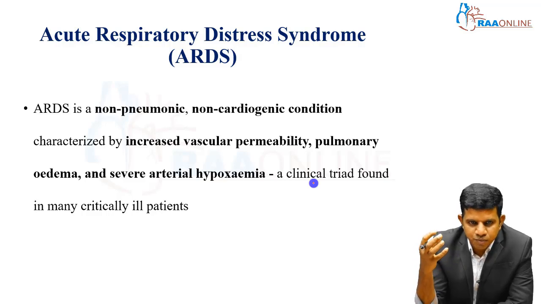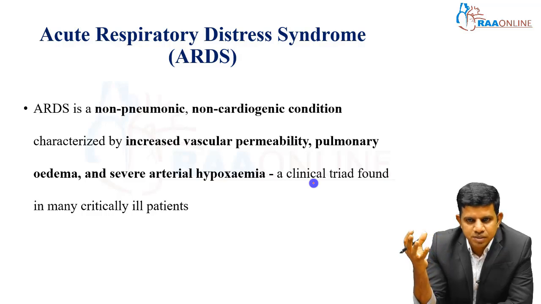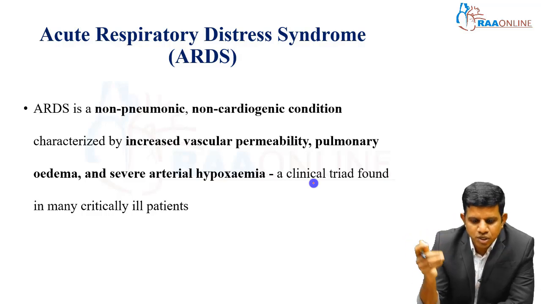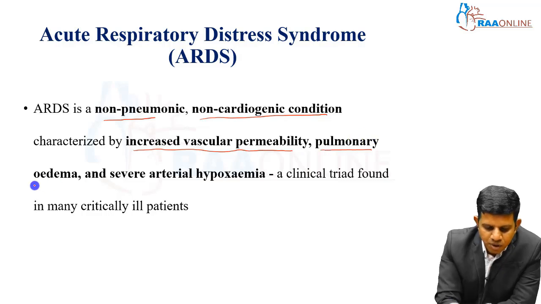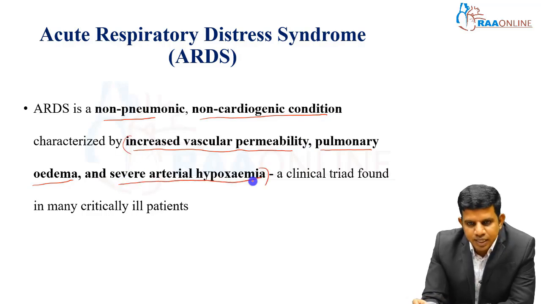Next, what is the triad of acute respiratory distress syndrome? ARDS is actually a non-pneumonic, non-cardiogenic condition characterized by a triad: increased vascular permeability, which leads to pulmonary edema, and because of this pulmonary edema, severe arterial hypoxemia. If you find any patient in your ICU with this clinical triad, you have to think it may be ARDS.